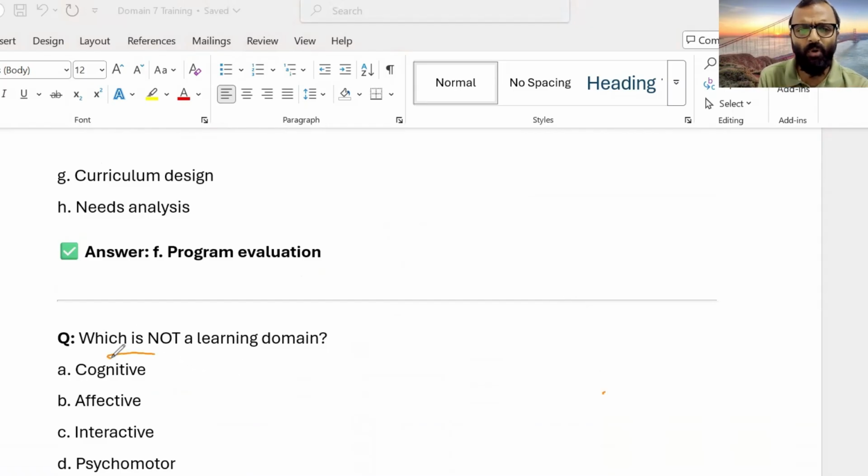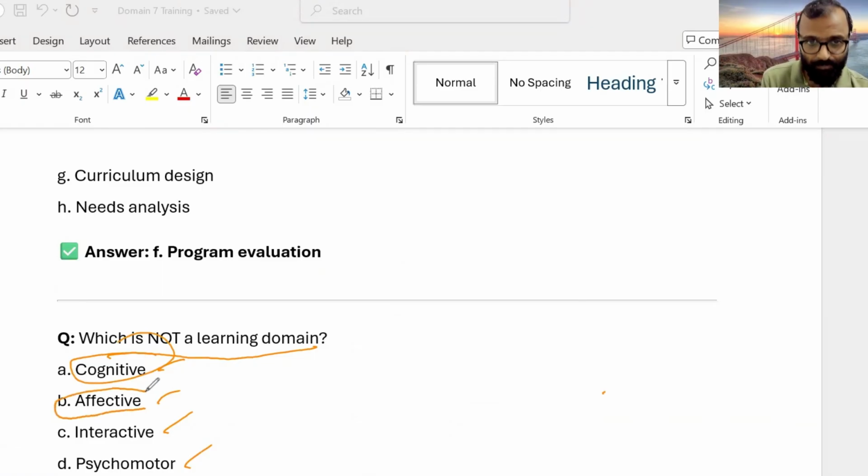Okay, which is not a learning domain: cognitive, affective, interactive, psychomotor. We know cognitive means facts, affective means there is behavioral change. Psychomotor means what? Demonstration. Interactive is not the learning domain. Okay, already discussed in very detail.